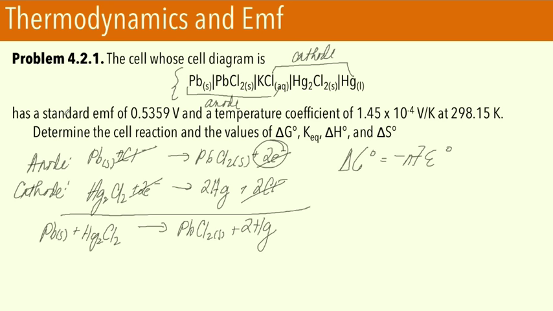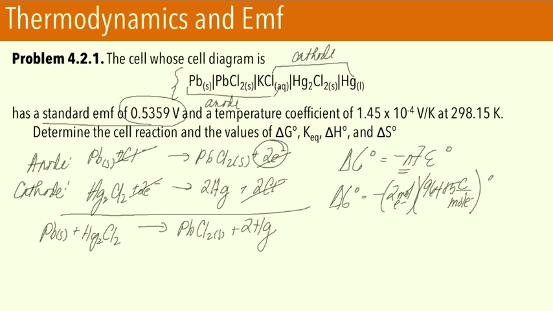Okay, so our E naught is just given over here. Our standard EMF is 0.5359 volts. So that means our delta G naught is equal to the number of moles of electrons involved, so this is 2 moles of electrons for the reaction as written, times Faraday's constant, 96485 coulombs per mole electrons, times the corresponding standard EMF, 0.5359 volts. Keep in mind, mole electrons cancels out. Coulombs times volts is equal to joules.